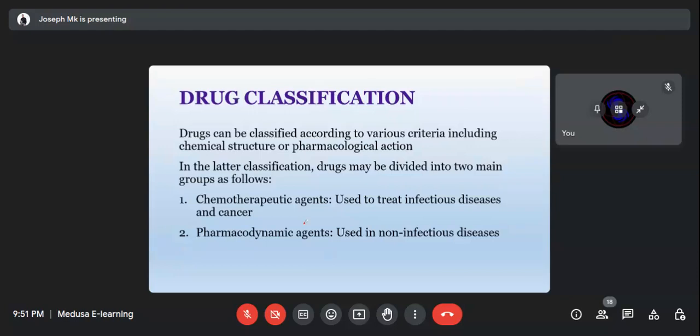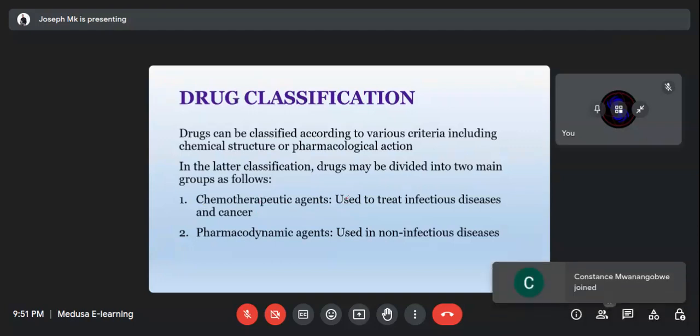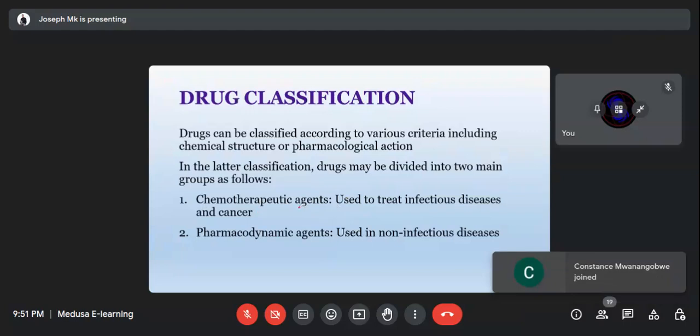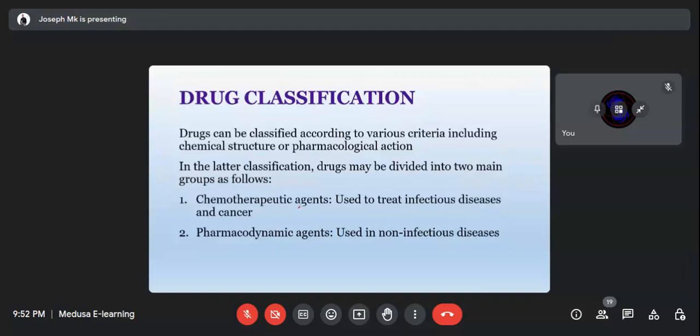We mentioned that for those that are fast dividing cells or fast growing cells, we are going to use chemotherapeutic agents, like for cancerous cells or maybe tumors. It's very important because this one will kill those cells that are fast growing, like in cancer diseases. Then pharmacodynamic agents are used in non-infectious diseases. We all know examples of non-infectious diseases. So that's where we are going to use pharmacodynamic agents.